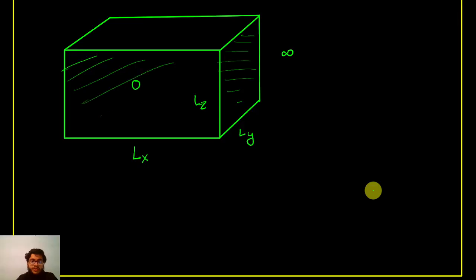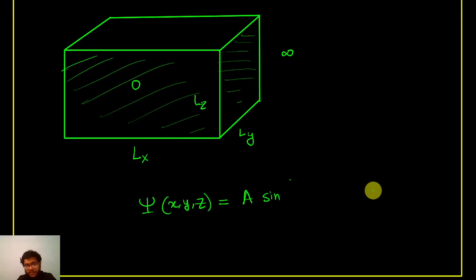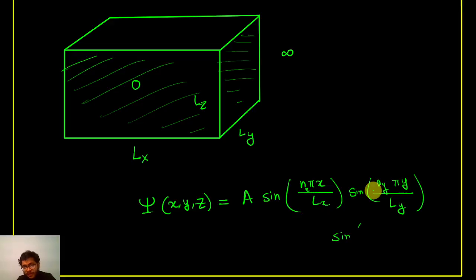So in all the boundaries the wave function has to become zero, and if we impose that, after some math, what we can see is that psi of x, y, and z can be thought of as some normalization factor into sine(nx pi x by lx), sine(ny pi y by ly), sine(nz pi z by lz). So this is the wave function that we can see.